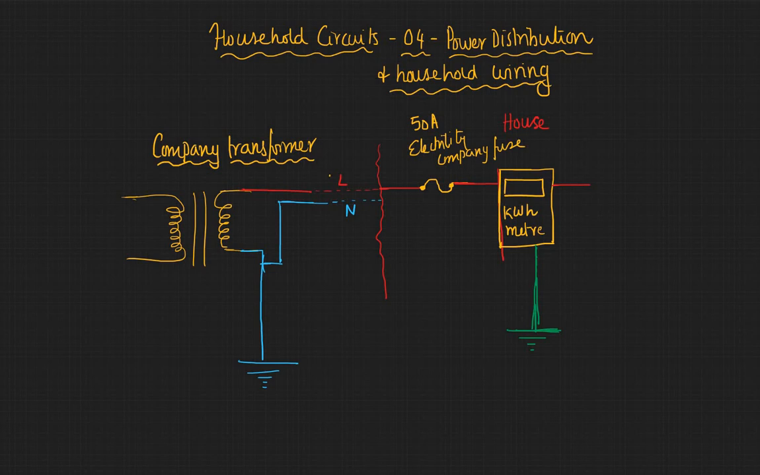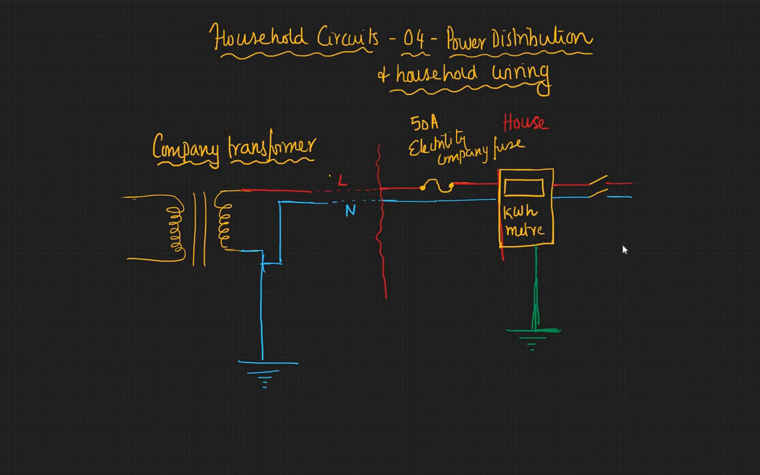Let's talk about what happens to the neutral now. The neutral also goes into the kilowatt hour meter. And here we have the first switch, which is the double pole switch. So you have a double pole switch. This ensures that we disconnect both live and neutral at the same time if you want to disconnect. I should have used a different color.